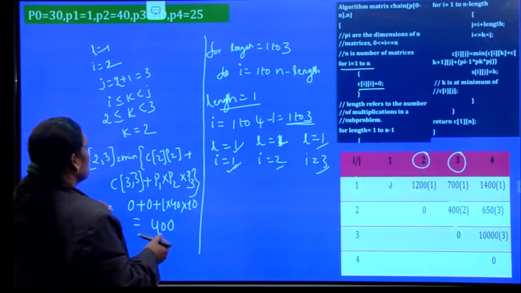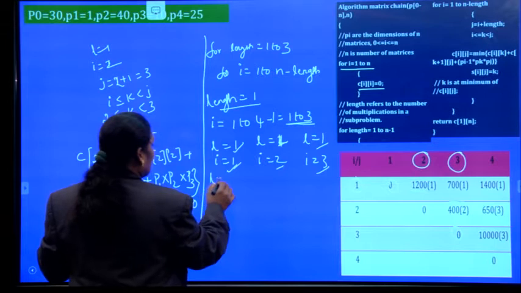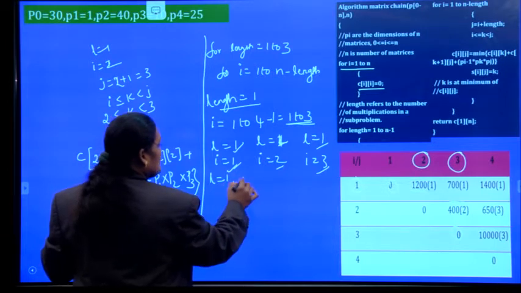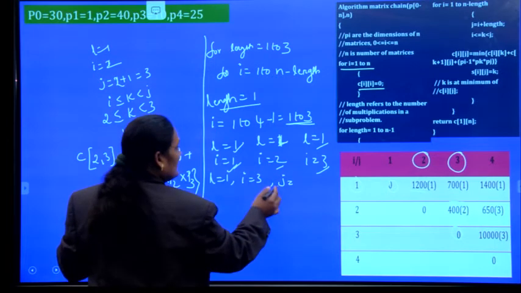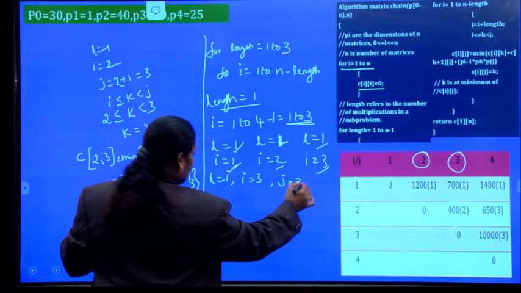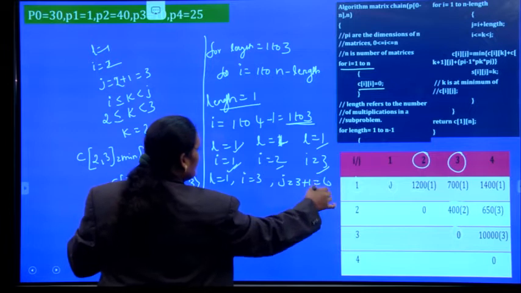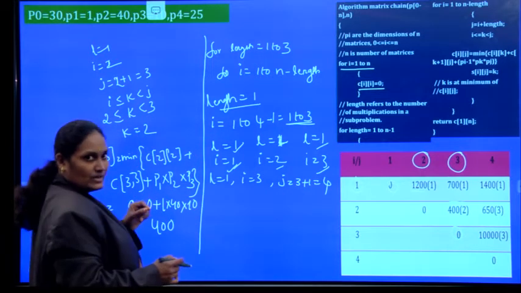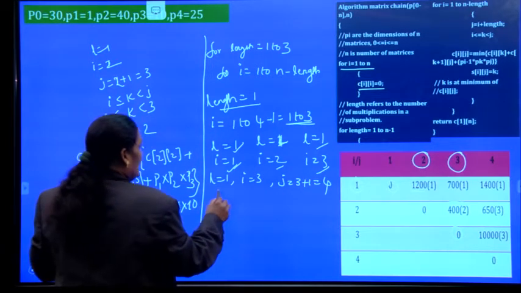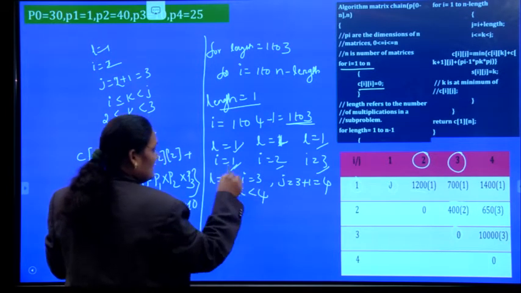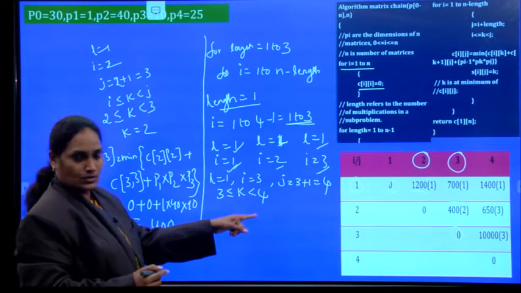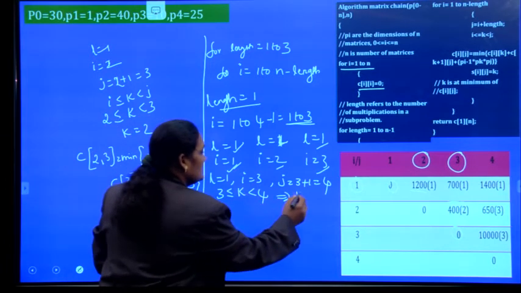Now in the same way I am going to take the third case, which is L equal to 1, i equal to 3. In this case j is equal to i plus length, which is 3 plus 1, that is 4. The j value is 4. Now i less than or equal to k less than j, 3 less than or equal to k less than 4, that is the k value becomes 3.